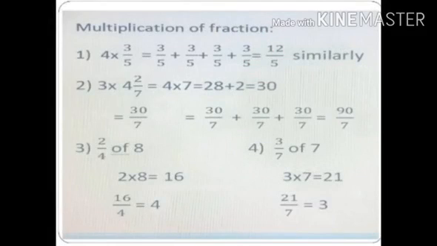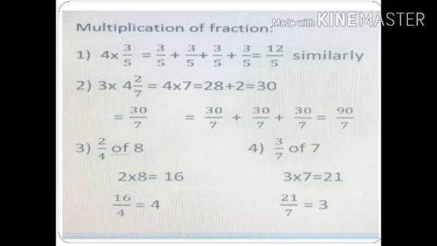Look into the examples, children. The first sum I have given is 4 into 3 by 5. Here we have used repeated addition: 3 by 5 plus 3 by 5 plus 3 by 5 plus 3 by 5. 4 times we have added 3 by 5. The answer will be 3 plus 3 is 6, 6 plus 3 is 9, 9 plus 3 is 12, or 4 3s are 12, and the denominator remains the same.